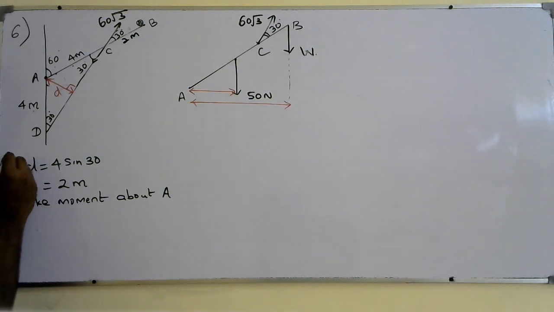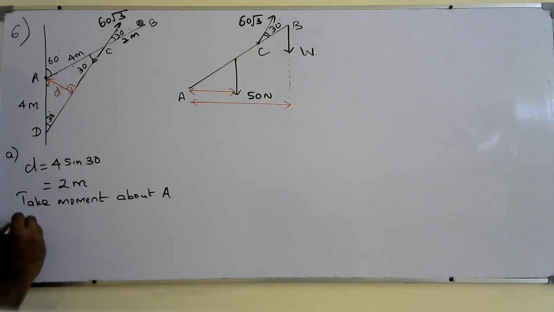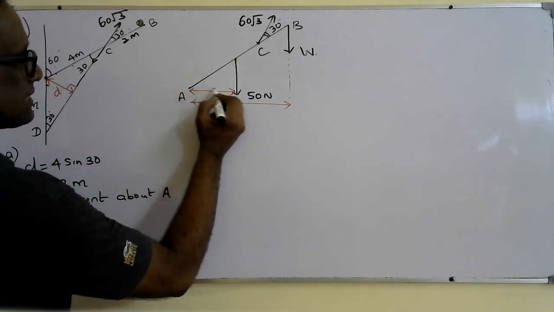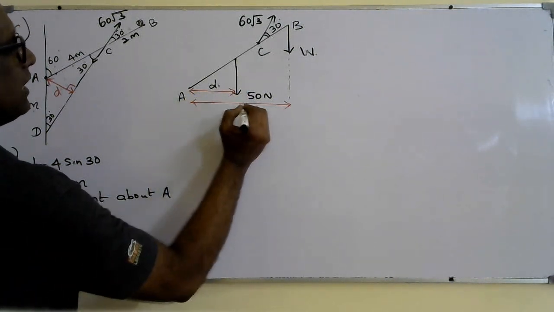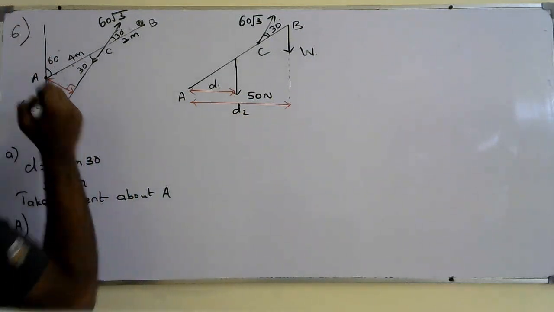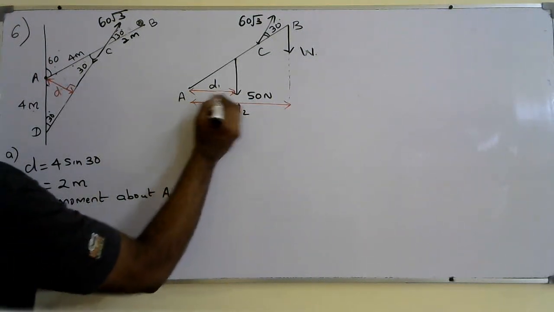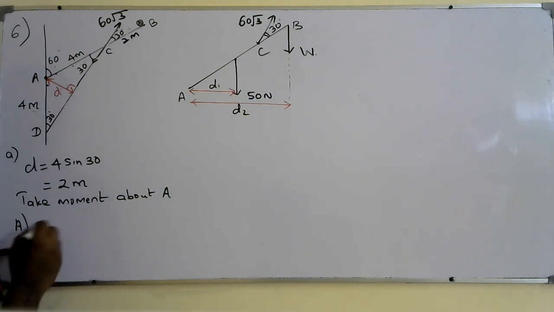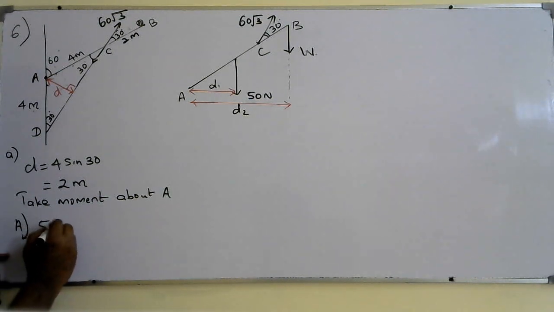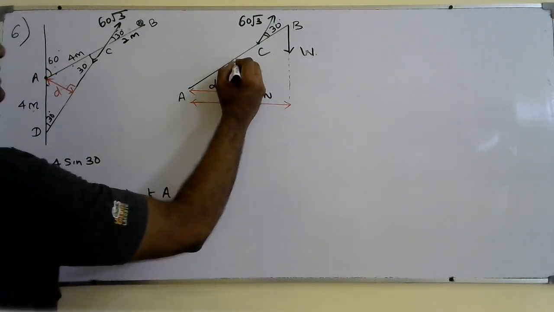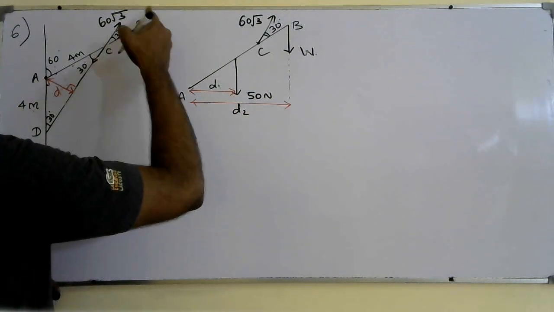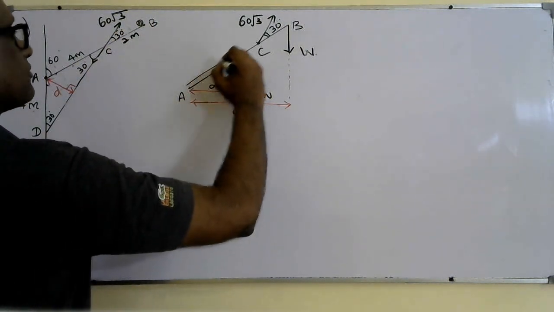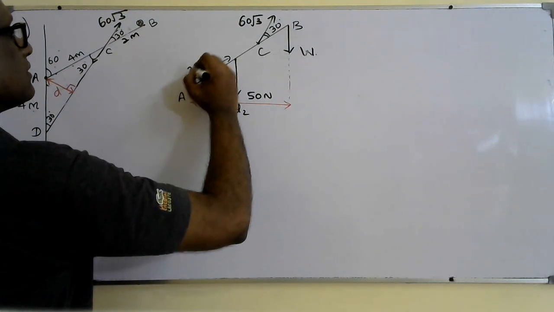So this is the A part. We'll take moment about A. So the forces at A won't be included. So 50 into this distance we need to find. We'll see, this is D1, this is D2. Okay, D we found it. So what is D1? 50 into D1. So that's clockwise direction. D1 is, this is the center, the total length is 6 meters. So this is 3 meters. From here to here, 3 meters.